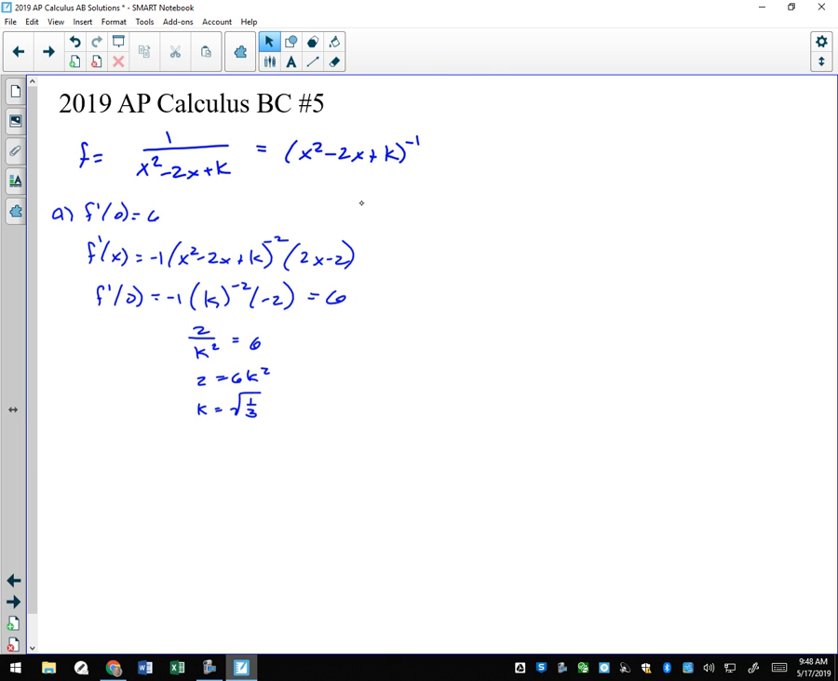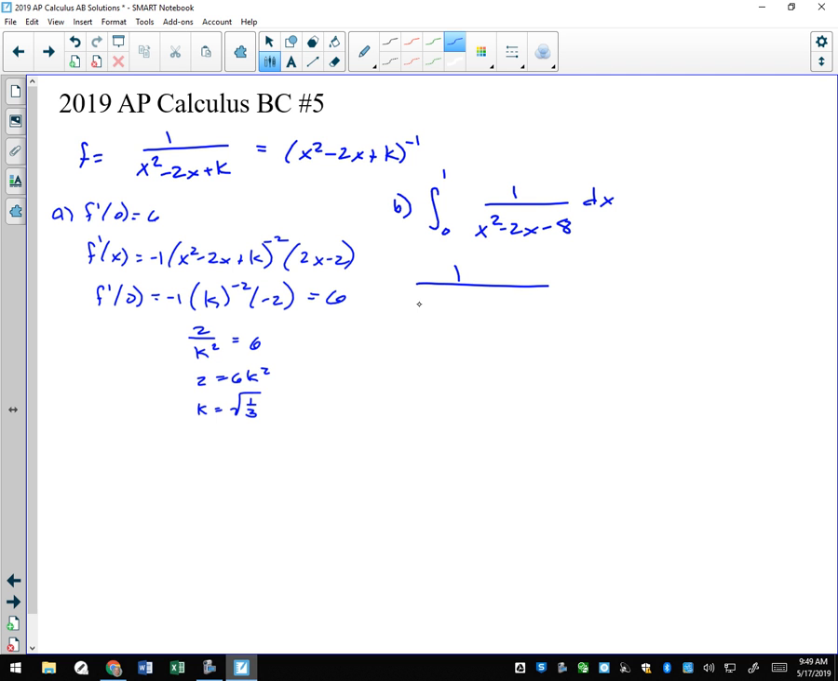Excuse me. All right. Question B, for k equal to negative 8, find the integral from 0 to 1 of f of x, which would be 1 over, and here's the partial fractions. I thought we would do this. We're going to need to factor that and do the partial fraction decomposition. That'd be x plus 2 times x minus 4.